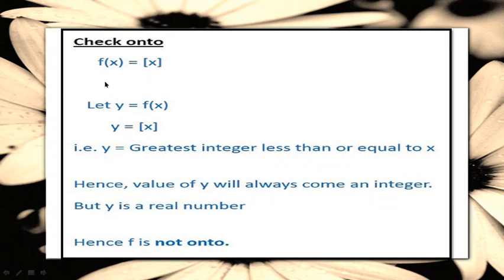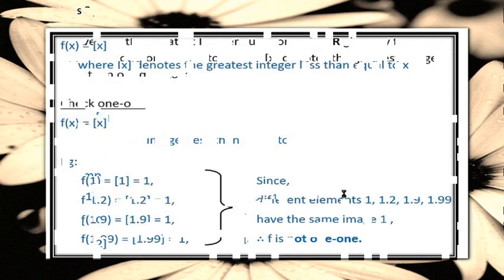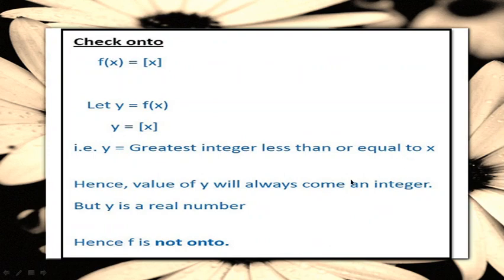Now let's talk about onto. f(x) equal to this greatest integer function. We'll assume it equal to y. y is equal to greatest integer function of x. So y will always give some integer. This is the greatest integer less than or equal to x. Hence the value of y will always come as an integer, but y is a real number because the function is defined from real numbers to real numbers. We are getting the value of y as greatest integer, so it will always be some integer, but y is there in the real numbers, so f is not onto.